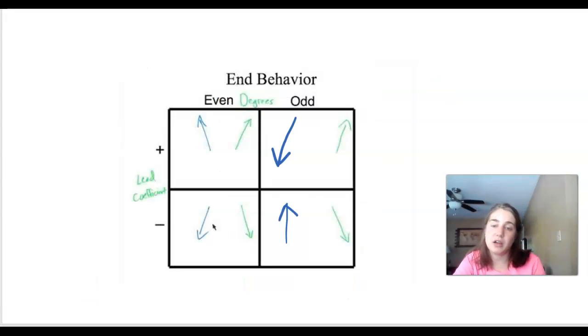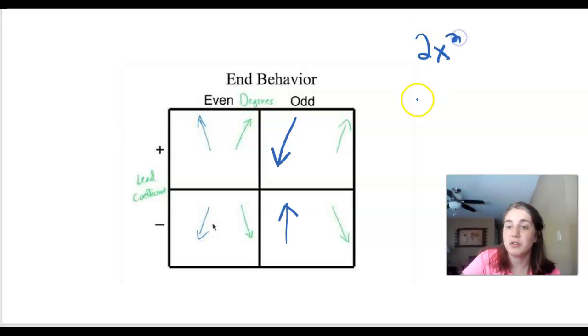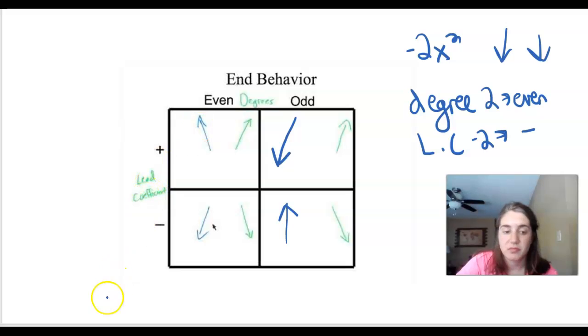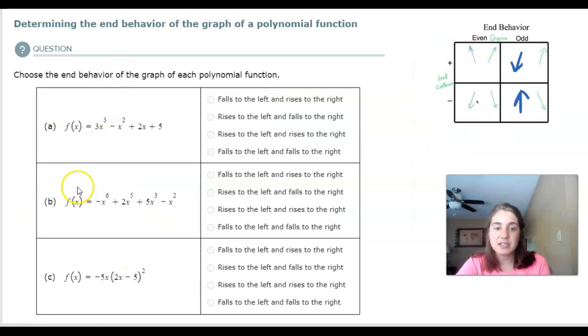So I want you guys to copy this chart. End behavior is based on two things, the degree and the leading coefficient. And remember the degree, if we had something like 2x squared or negative 2x squared, my degree is 2, so it's even. My leading coefficient is negative 2, so that makes it negative. So I do even, negative, so it would be down, down. So go ahead and copy this. We're going to continue this as we practice these.